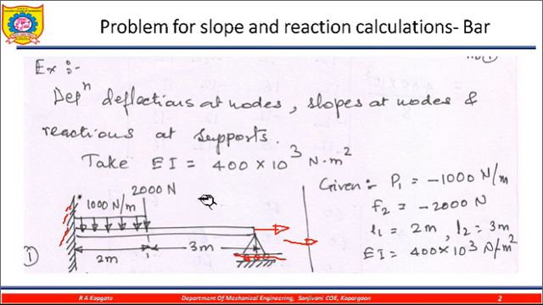What is given? Given is the E and I value, 400 into 10 raised to the power 3. Given the forces, P1 is equal to minus 1000 Newton meter. So what is that 1000 Newton meter? It is minus 1000 because this is moving against the y direction, that is the downward direction. So 1000 Newton per meter square, this is up to the 2 meter.